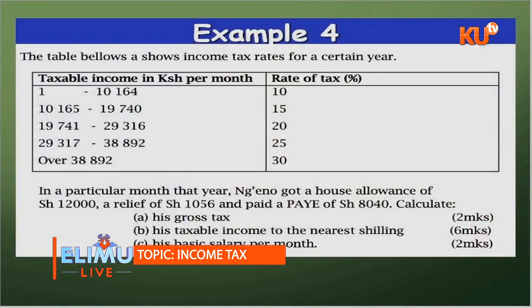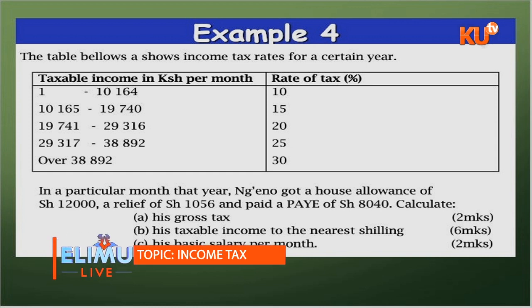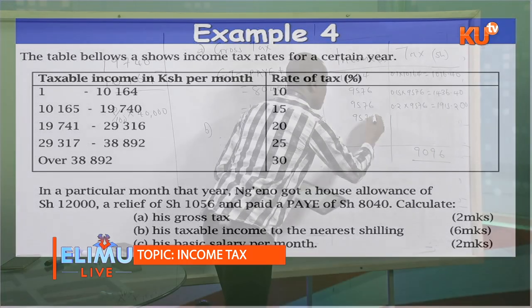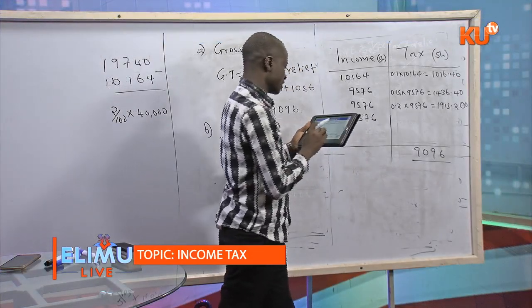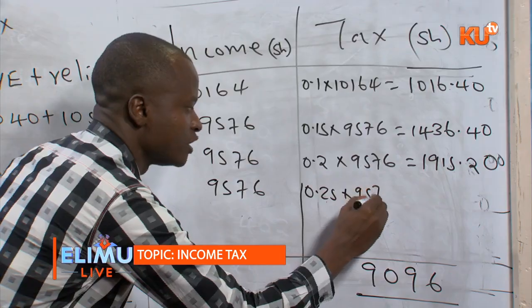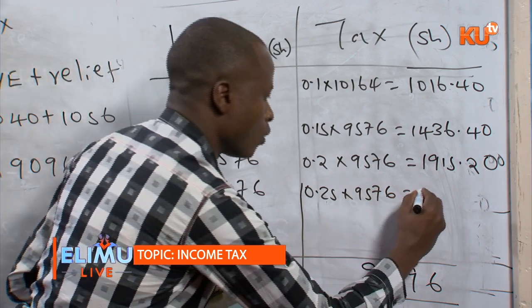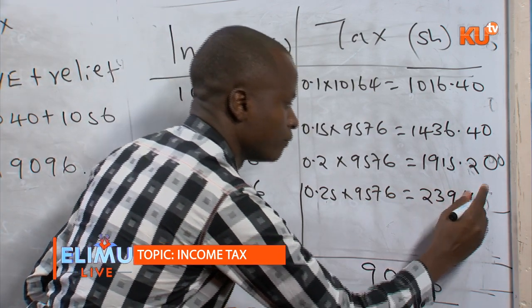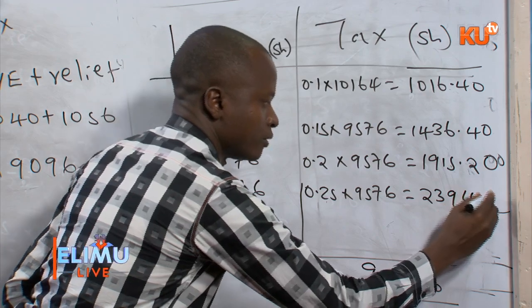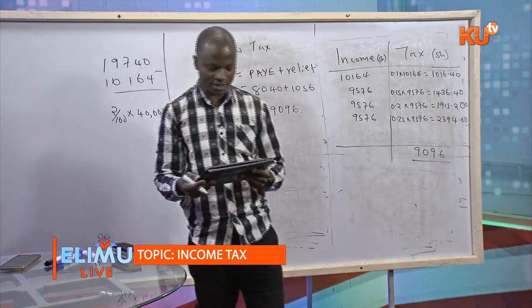So the next one, if you take 38,892 minus 29,316, you still get 95.76. 95.76. At what rate? 25%. 0.25 times 95.76. What's the answer on your calculator? 2394.00. Now, if you look at the table, we have reached the last slab.